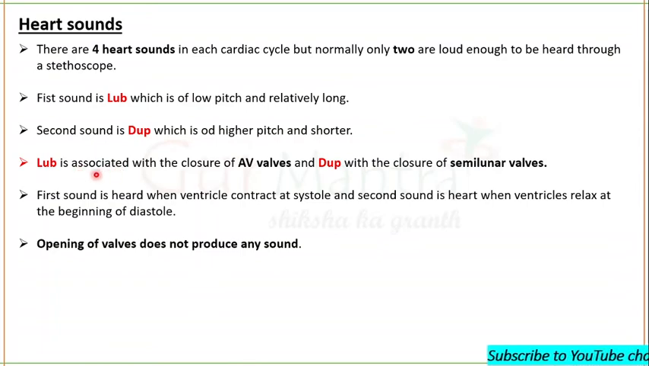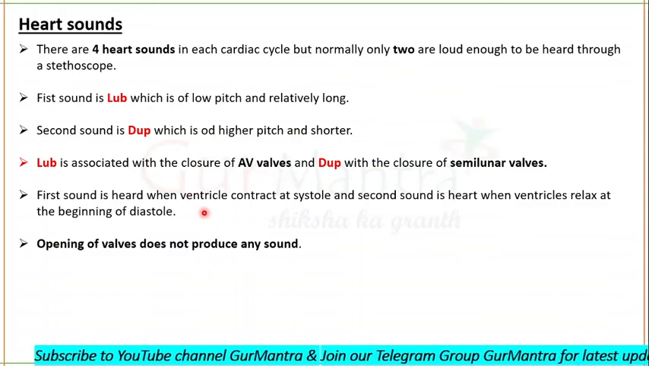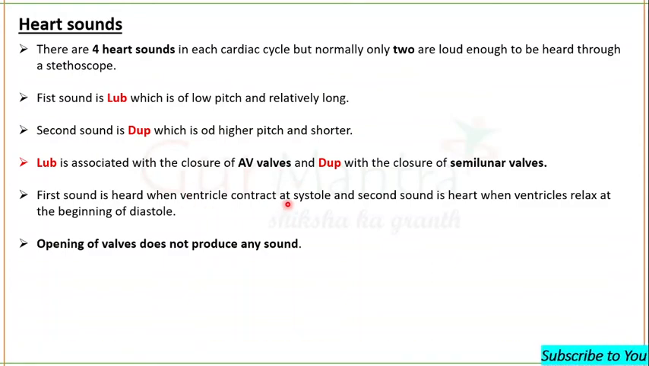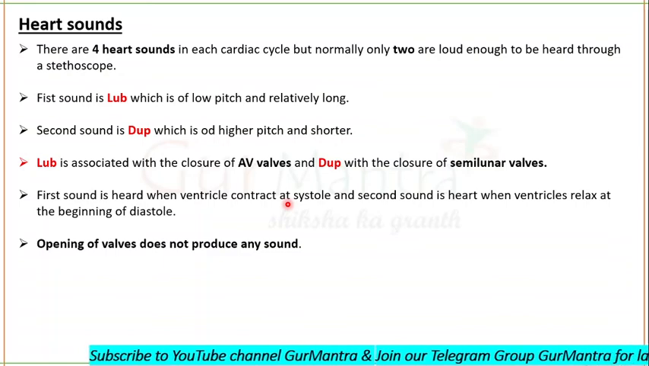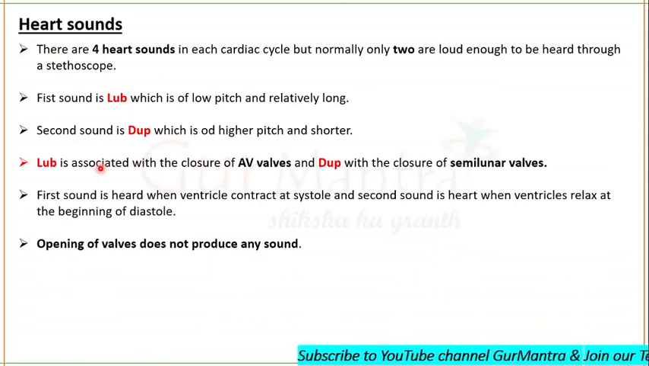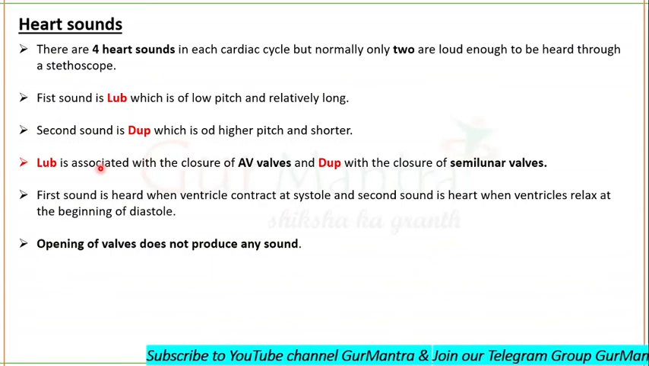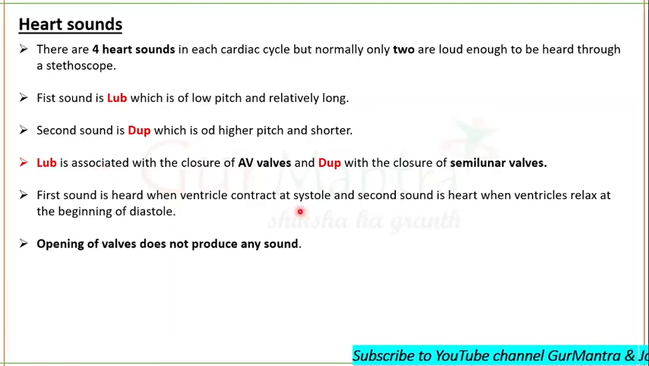The lub sound can be heard when the AV valves are closed, and the AV valves will be closed when the ventricles contract at their systole. Ventricular contraction will result in the backflow of blood, so the atrioventricular valves will be closed. So the first sound will be produced when the ventricles start contracting and the blood starts to backflow into the atrium. At that time, the AV valves will be closed and the lub sound will be produced.